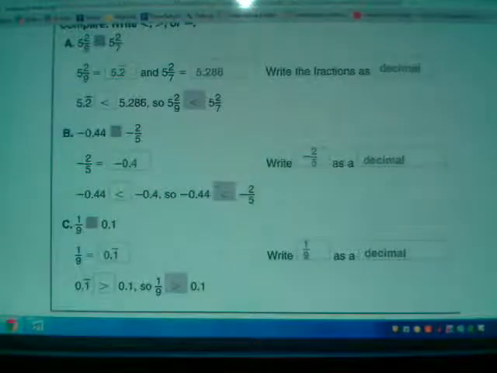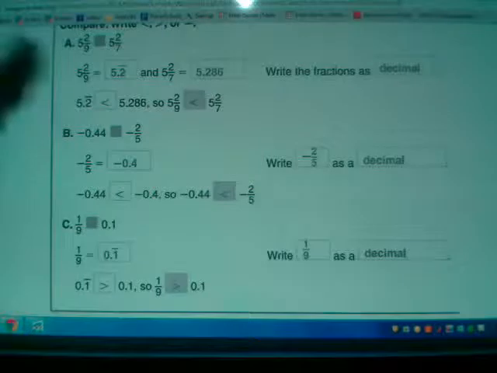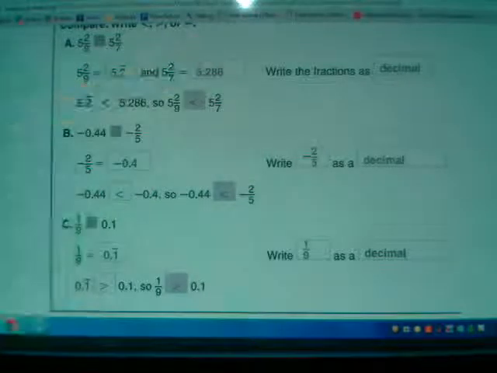Remember, if we go back to that elementary school concept of greater and less than, the alligator always eats the bigger number, and indeed the alligator here is eating 5 2/7. Now in the B question, you have negative 0.44 and negative 2/5. This one's even easier to go all decimal because one of them already is a decimal. So you only have to worry about converting the negative 2/5.